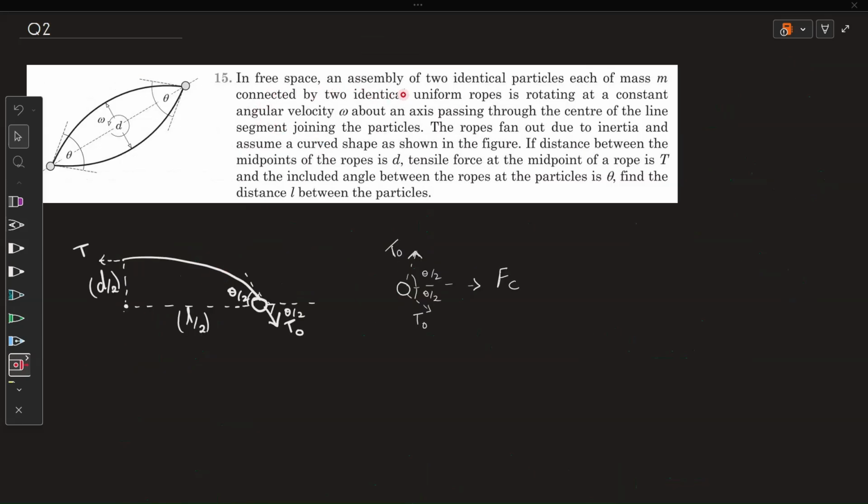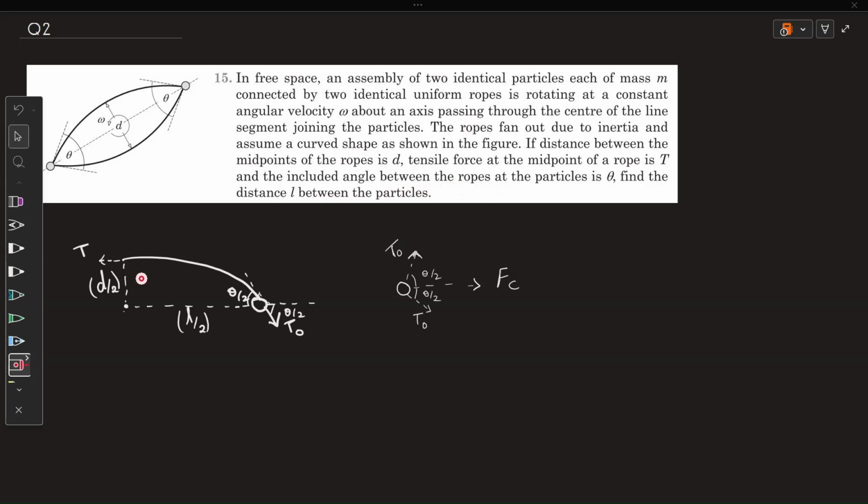Question number 2. In a free space, an assembly of two identical particles, each of mass m, connected by two identical uniform ropes, is rotating at a constant angular velocity omega about an axis passing through the center of the line segment joining the particles. The ropes fan out due to inertia and assume a curved shape as shown in the figure. If the distance between the midpoints of the ropes is d, the tensile force at the midpoint of the rope is T, and the included angle between the ropes at the particles is theta, find the distance L between the particles.